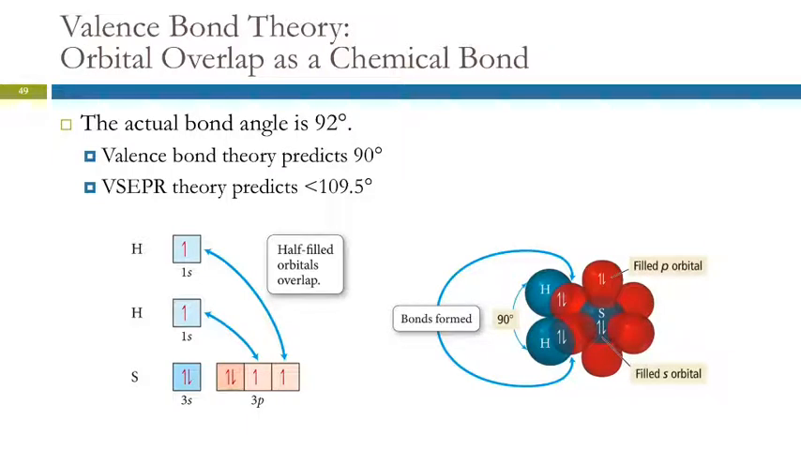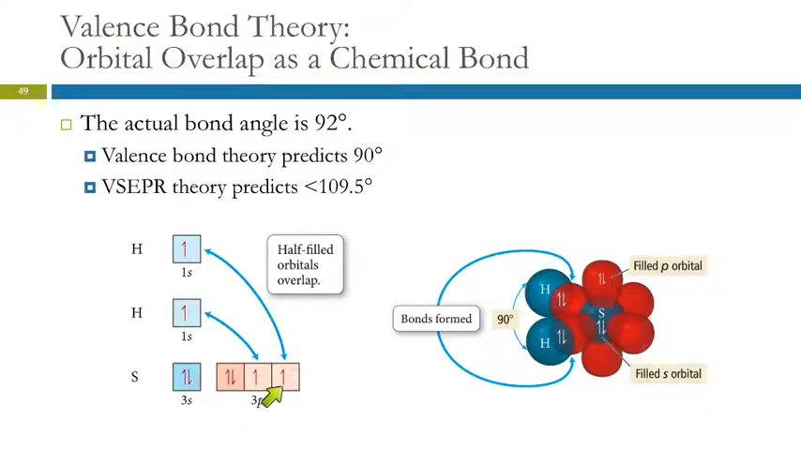Okay, so let's look at an example here. We've got sulfur and hydrogen. So we're going to look at the orbital diagrams for the valence shells. So here's sulfur. This is its orbital diagram. It's got 6 valence electrons.